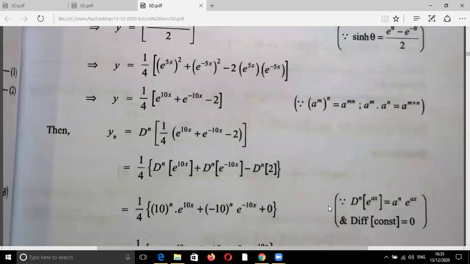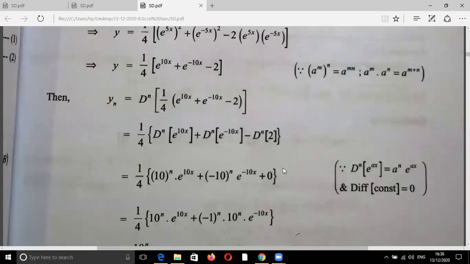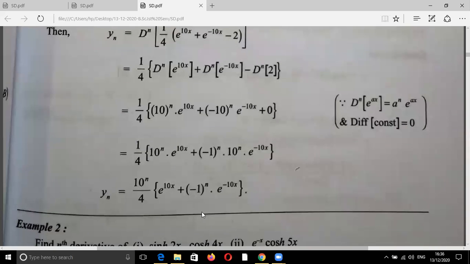And you are adding the nth derivative of e to the power ax. The nth derivative of e to the power ax is a to the power n into e to the power ax. And differentiation of a constant, as I told you, the first derivative itself is 0, so the remaining become zeros or vanish. Now e to the power 10x gives 10 to the power n, e to the power 10x, and the same you add here. Minus 10 you can write as minus 1 into 10, so minus 1 to the power n, 10 to the power n, and this follows as it is. Now 10 to the power n you can take as common, and this is the required value.